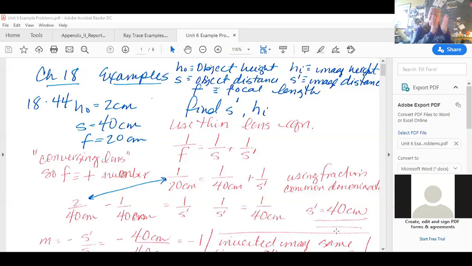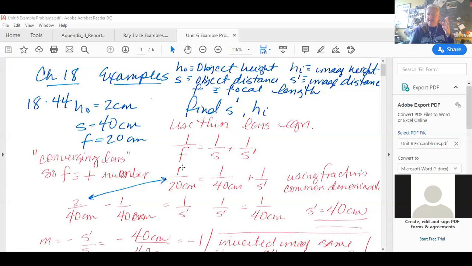Okay, so the first thing I ask myself is, am I inside the focal length or outside? Well, if the focal length is 20 and I'm at 40, I'm outside the focal length. So I know it's going to be a converging system. It tells me it's a converging lens. So that tells me that the focal length is positive. Okay. So I'm going to use the thin lens equation. So 1 over F equals 1 over S plus 1 over S prime. So it's a 20 centimeter lens.